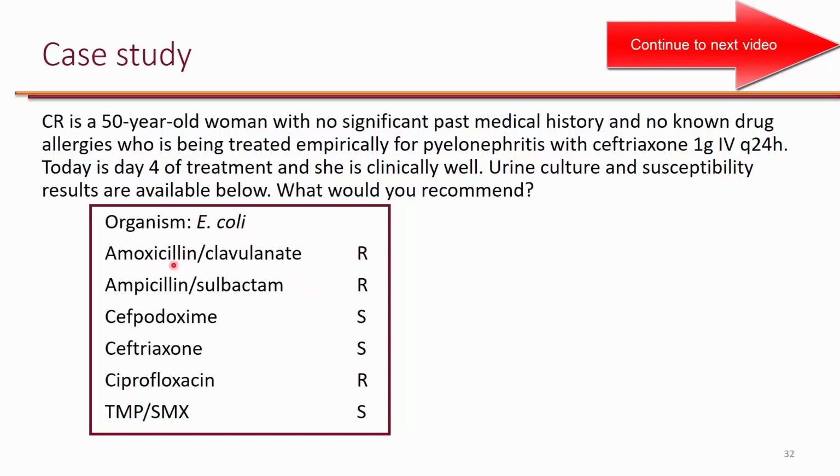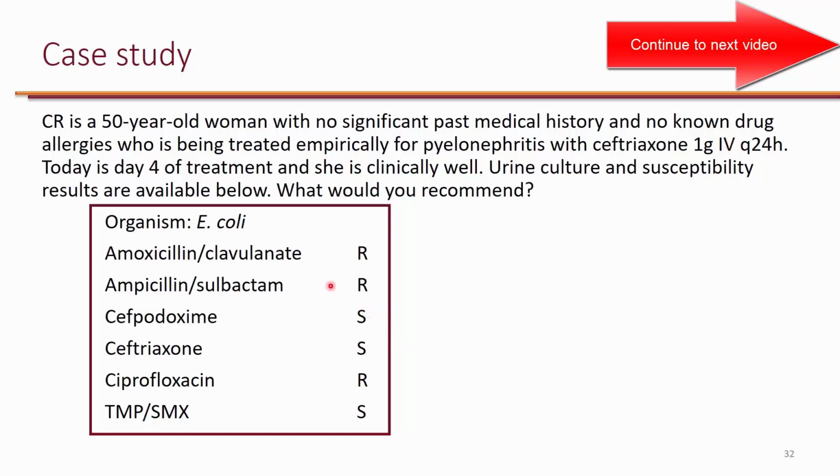So basically, R means resistant. Amoxicillin-clavulanic acid is resistant. Ampicillin-sulbactam is resistant. Cefpodoxime is susceptible. Ceftriaxone is susceptible. Ciprofloxacin is resistant, and trim-sulfa is susceptible. So what would you use? So far it's been ceftriaxone. Ceftriaxone is IV, and at some point, if the patient is ready to go home, we can change this to PO. Ceftriaxone is only available as IV.